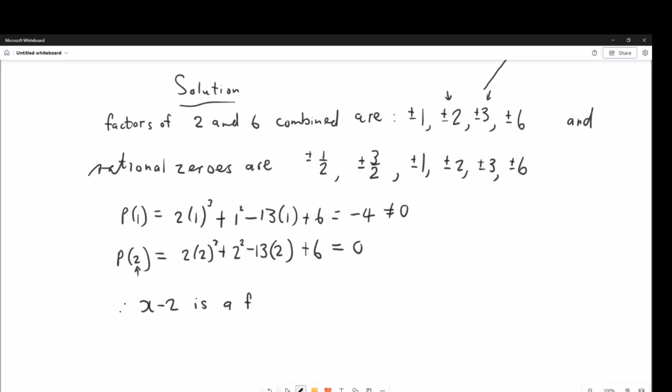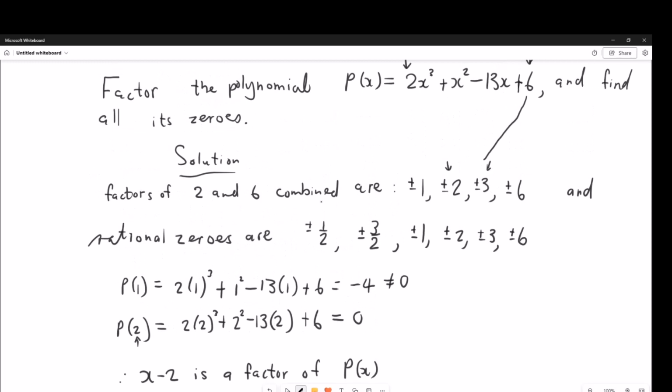Is a factor of P of X. So we can divide x minus 2 with long division into P of X. So P of X is now our dividend function, and our divisor function D of X is x minus 2, because we want to check what the other factors of the polynomial P of X are. So we've established that 2 is a zero, and we'll first do that division and see what happens.